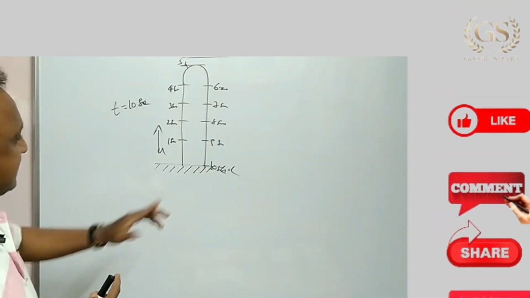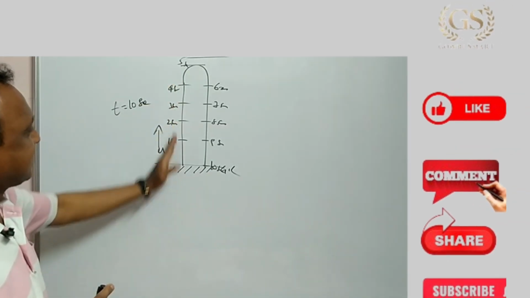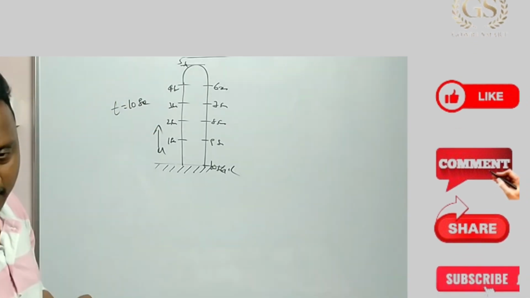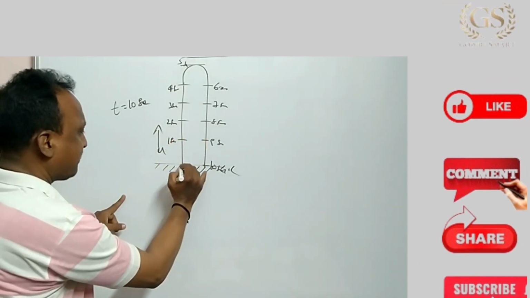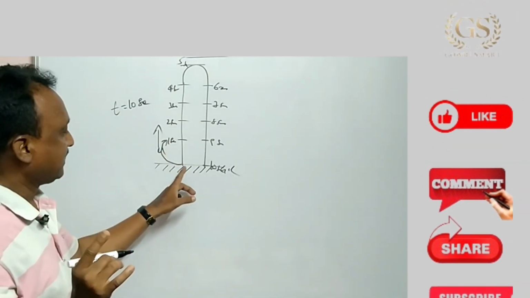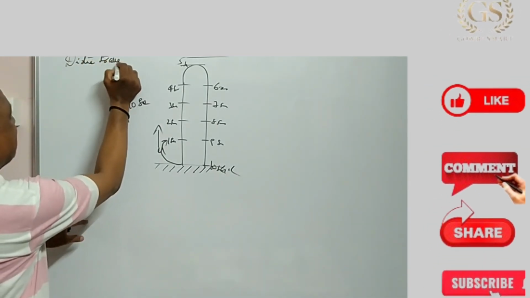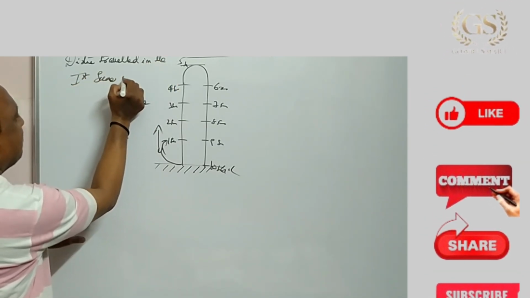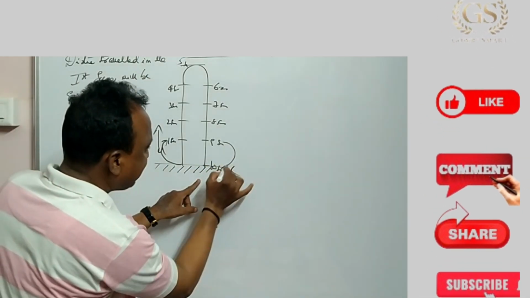So what is the main logic here? Any body thrown vertically upwards in one dimension: suppose the ascent time is 5 seconds and the descent time is another 5, so the total time is 10 seconds. Now the question will be like this. The body is traveling from here. Please make a note. The distance travelled in the first second will be equal to the distance travelled in the 10th second, please.